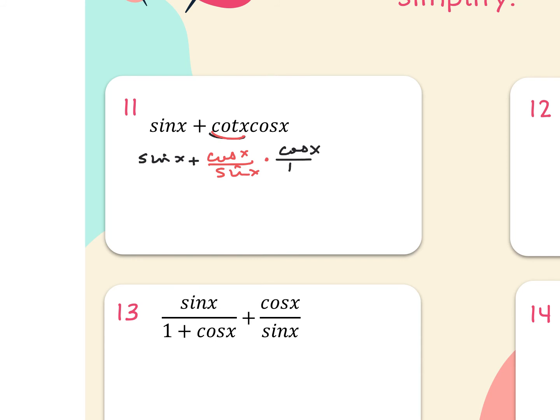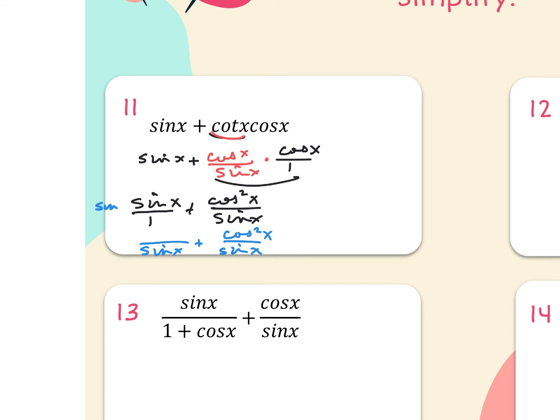So I'm going to go ahead and multiply this, and I get cosine squared x over sine x, and then I'm still adding the sine x. So the next thing I want to do is find a common denominator. My common denominator is actually going to be sine x. This one's already set. It has the common denominator. This one's missing it, so I'm going to multiply it to the top and the bottom. And this numerator becomes sine squared x.